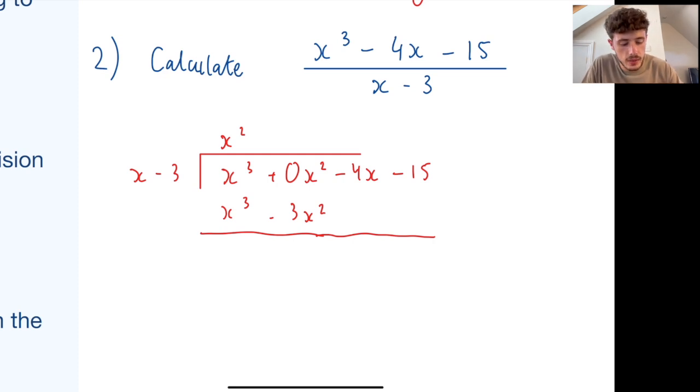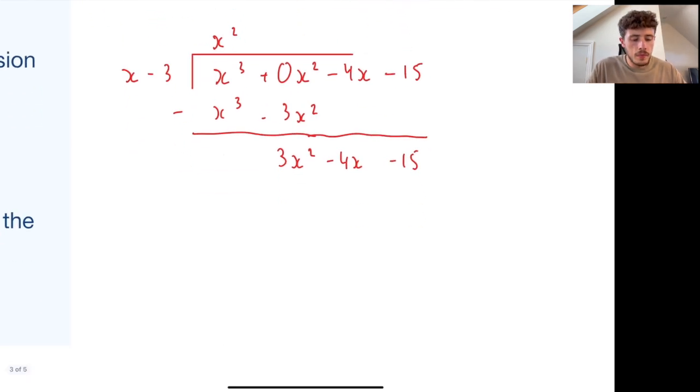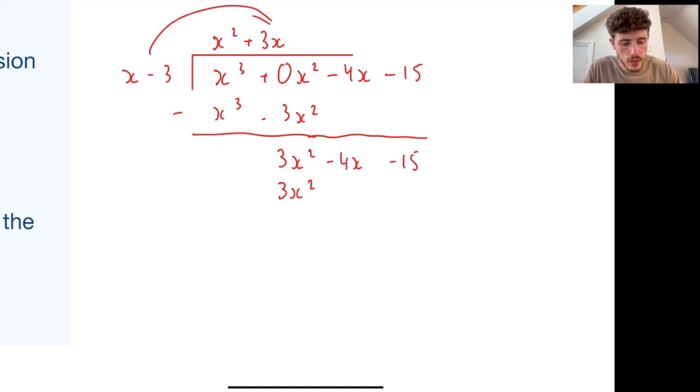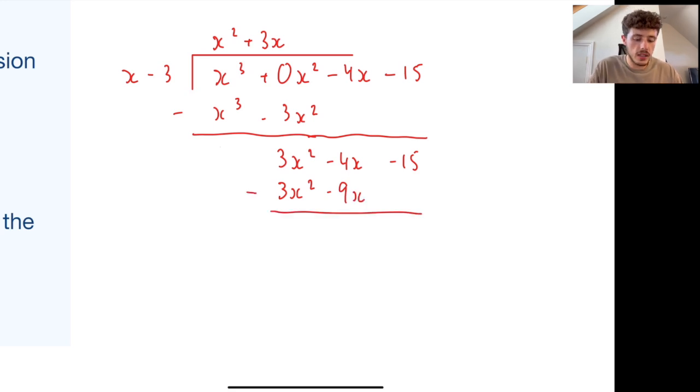So going back to this, take those away, we get 0 and we get 3x squared. And then once we have that, we subtract the other two down. And we repeat that process again. 3x squared divided by x is going to be a plus 3x. So if we multiply those across down there and write them below, we're going to get 3x squared and then a minus 9x. Draw our subtract line in, take them away, 0, minus 4 minus 9 is a positive 5, minus 15.